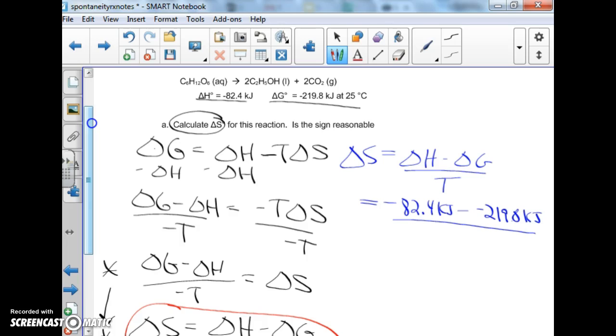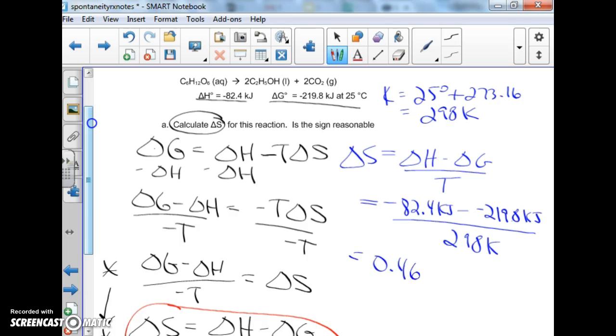Well, T has to be in Kelvin because S has units of Kelvin. So I have to take 25 degrees Celsius plus 273.16, and you get 298 Kelvin. So down here would be 298 Kelvin. When you go through that algebra, you should get 0.4611 kilojoules. Technically, remember, it's per mole Kelvin. We just don't write the word mole.